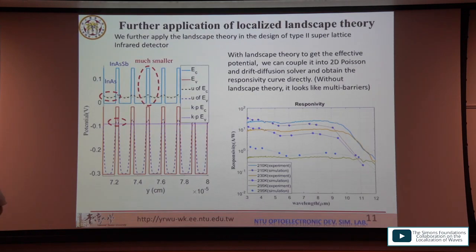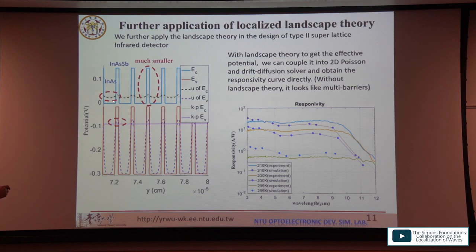So I found that it's not just limited to the randomized potential. Recently we used this tool to study the type 2 superlattice, a quantum well-like type 2 superlattice. In the traditional way, to model the type 2 superlattice, they want to calculate the eigenvalue of this band and the eigenvalue of this band.